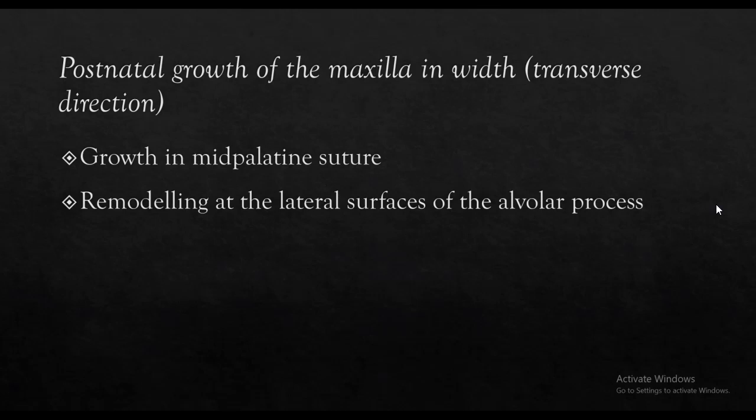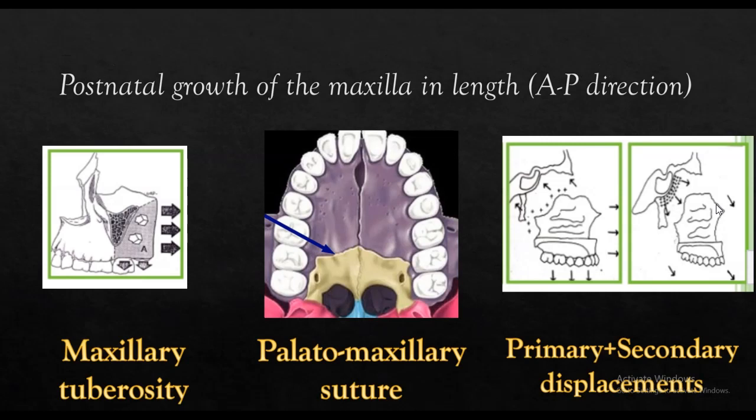Postnatal growth of the maxilla in width occurs with growth in mid-palatine suture and remodeling at the lateral surfaces of the alveolar process. In the anterior-posterior direction, the forward, passive motion of the maxilla is constantly being compensated by the bone apposition in the maxillary tuberosity area and by the palatal process of both the maxillary and the palatine bones.